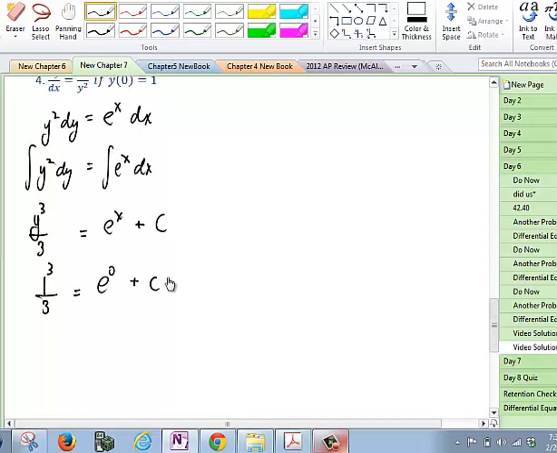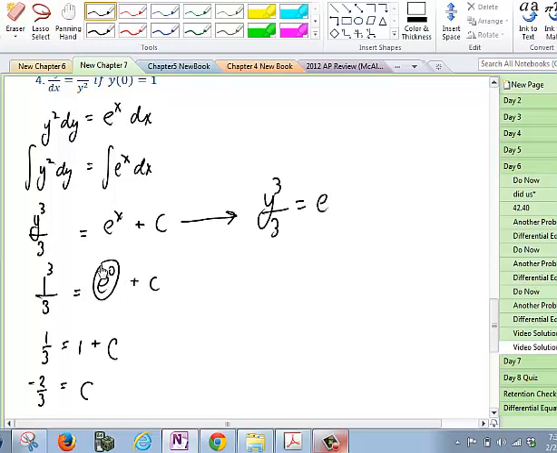Now this is an example here where we don't want to just assume this is equal to 0. Either c plus 1 is equal to 1/3. That would make c equal to negative 2/3. And we would plug that into our original equation. And then we multiply both sides by 3. So we have y cubed equals 3e to the x minus 2, and y equals the cube root. In this case, with a cube root, there's no plus or minus.